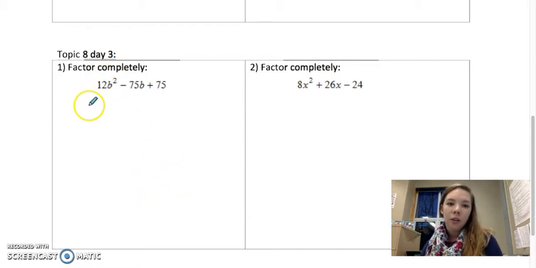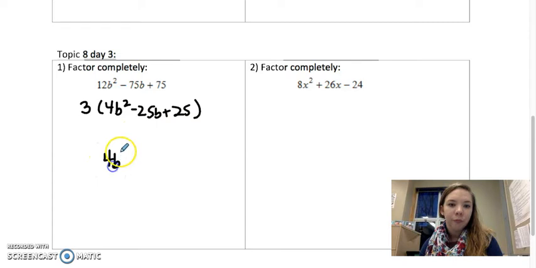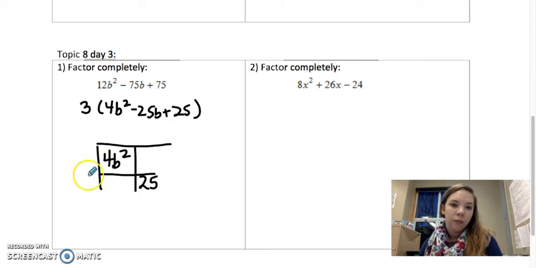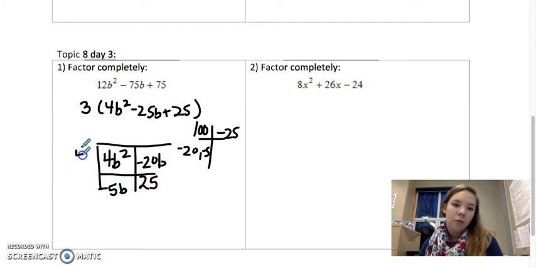All right, here I'm pretty sure I can pull out a 3, so let's do that first. 4b squared minus 25b plus 25. And then I'm going to use my box method on this section. And then I want factors of 100 that add to negative 25. So that should be negative 20 and negative 5. So then I can pull out 4b, negative 5b, and negative 5. So that'd be 4b minus 5 times b minus 5.